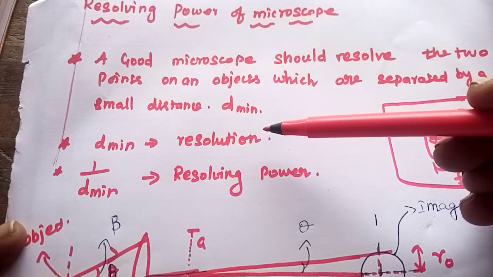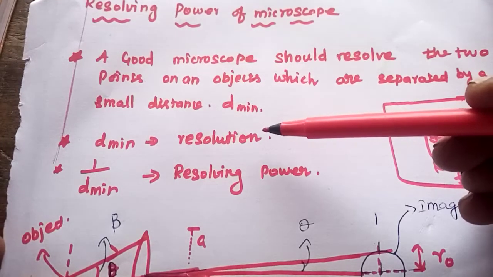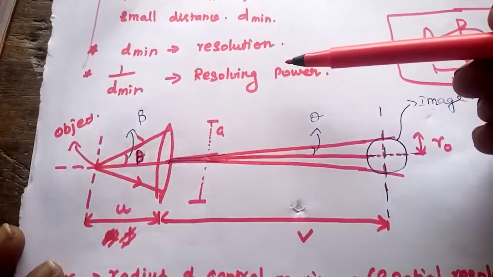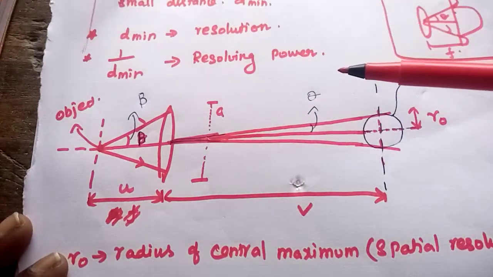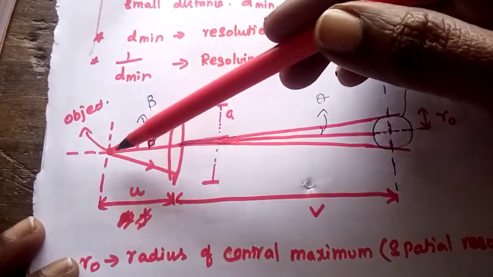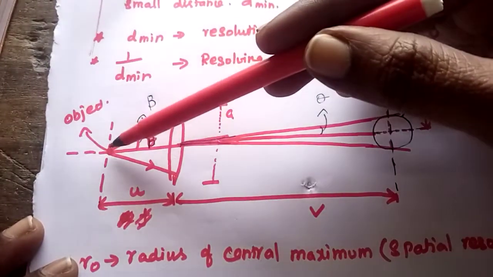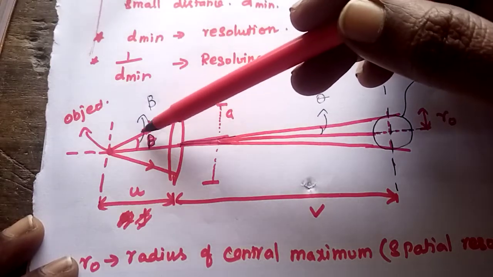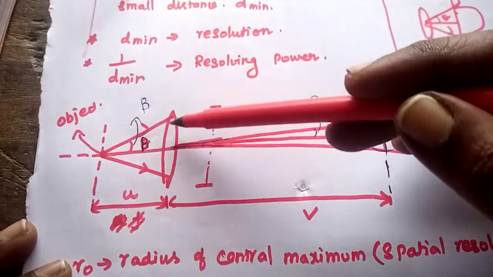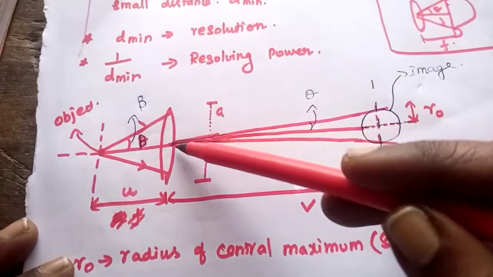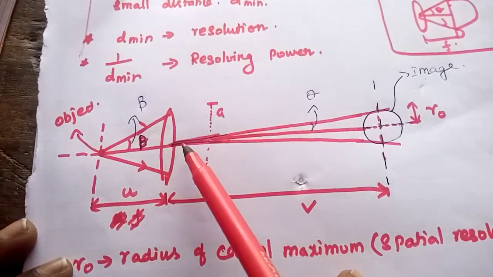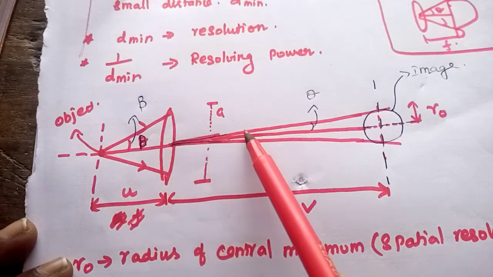So the lesser the resolution, that is, the lesser the distance between the two points, the higher will be the resolving power of the microscope. Now, in the case of the microscope, how do we find the resolving power? Let us consider an object. This is an object, placed at a distance u, and here beta is the conical angle, and here there is a lens, and the aperture of this lens is a. The rays should go straight, but because of the diffraction effect the rays are bending like this.